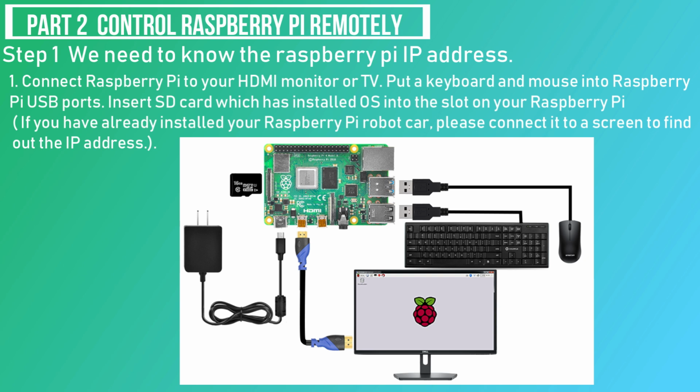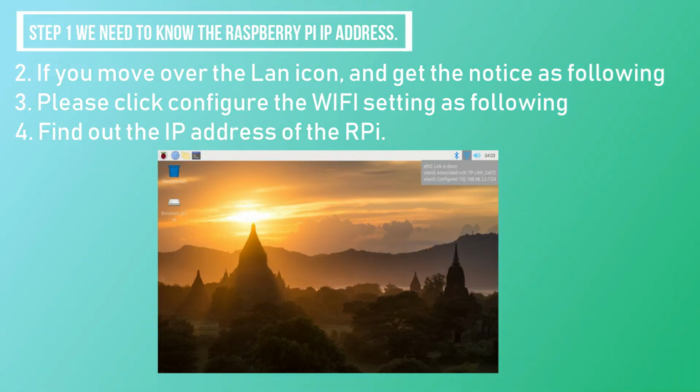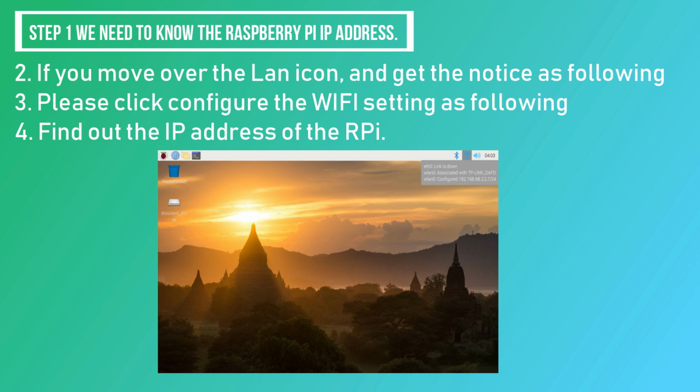If you have already installed your Raspberry Pi robot car, please connect it to a screen to find out the IP address. If you move over the LAN icon, you get the notice as follows. 3. Please click Configure the Wi-Fi setting as follows. 4. Find out the IP address of the RPI. Method A. Connect your Pi to a monitor and mouse. Click the LAN or Wi-Fi icon to get the IP address as in the following photo.